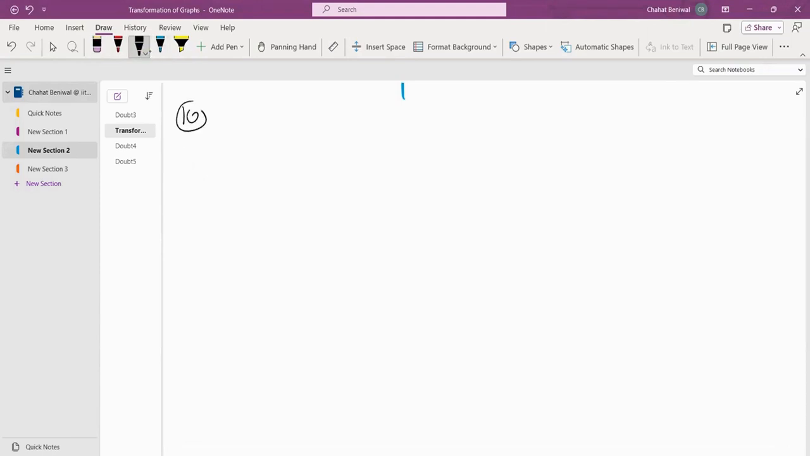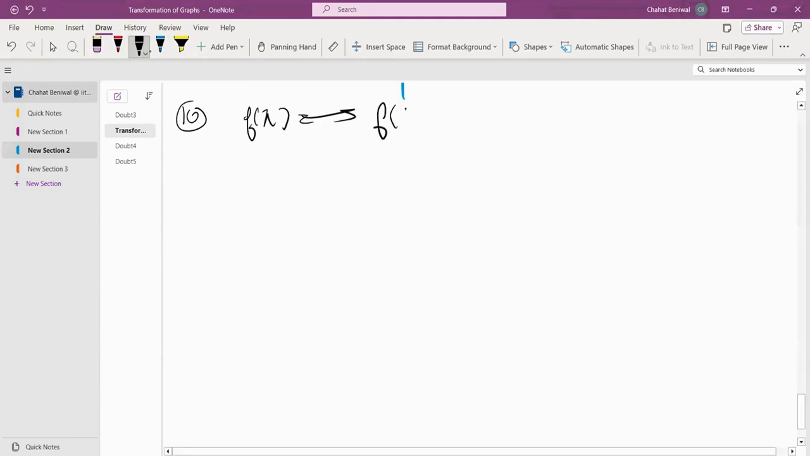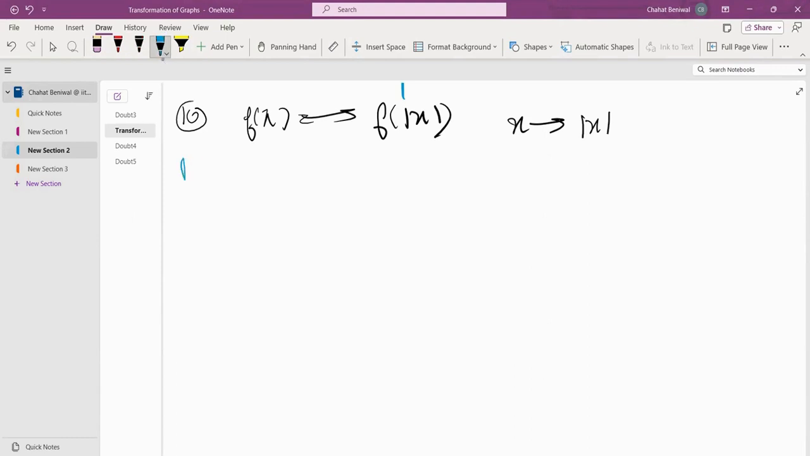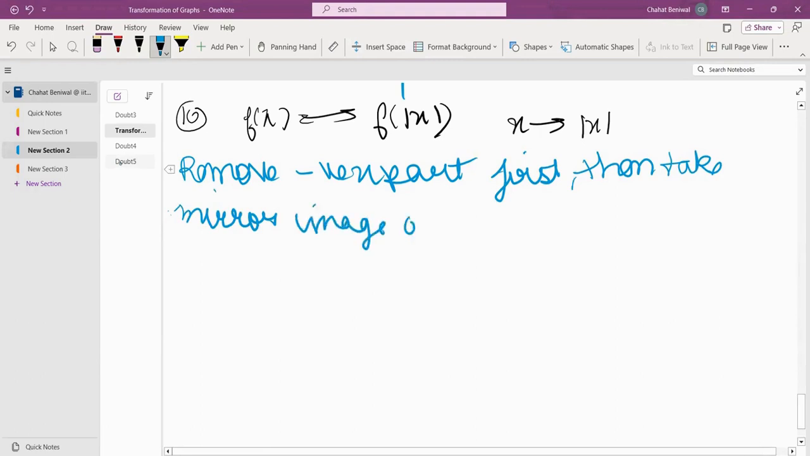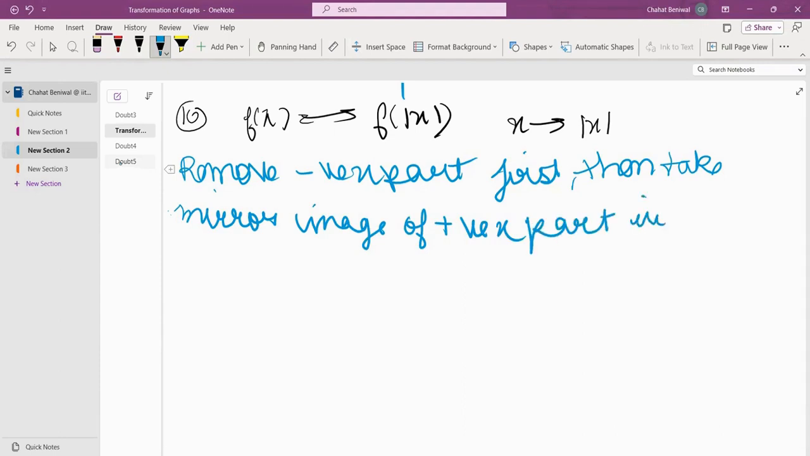So the 10th transformation, where f(x) transforms to f of modulus of x. Here we are putting x as mod x. This is the transformation. So let us write the definition: remove the negative x part first, then take the mirror image of the positive x part in the y-axis.